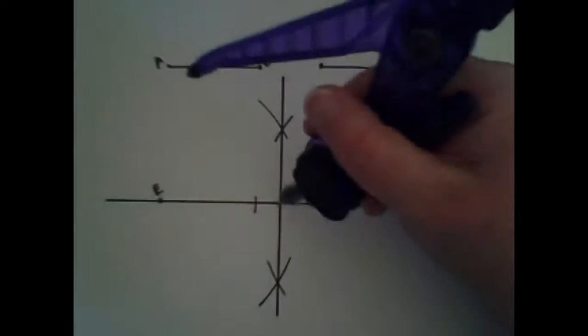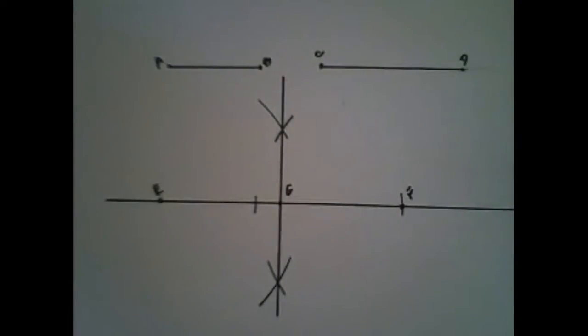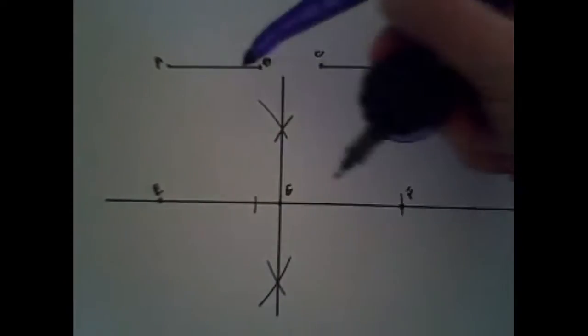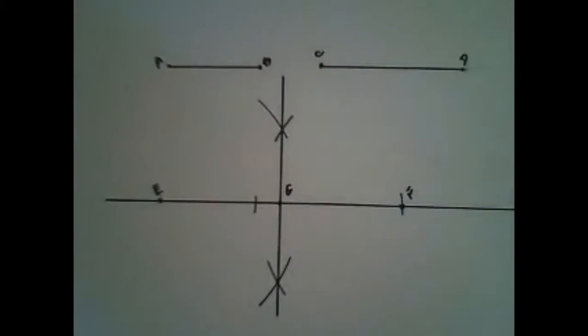So the length of segment GF would represent the arithmetic mean of the lengths of segment AB and the length of segment CD.